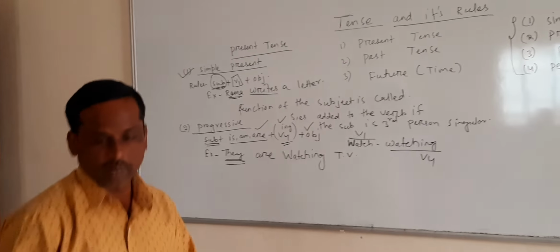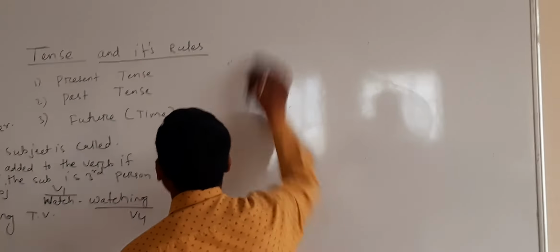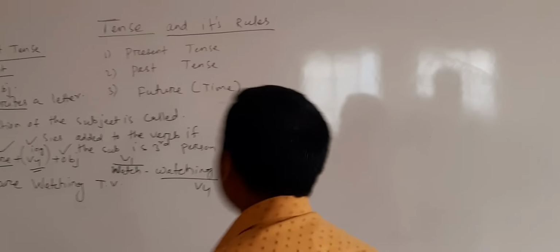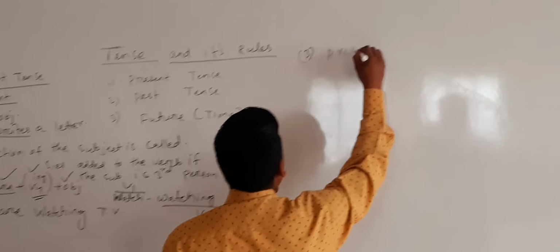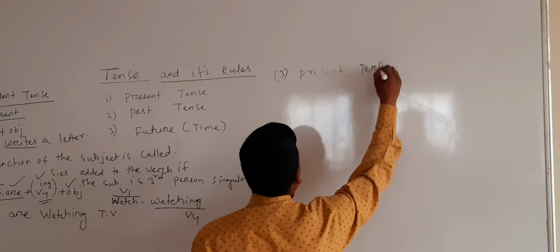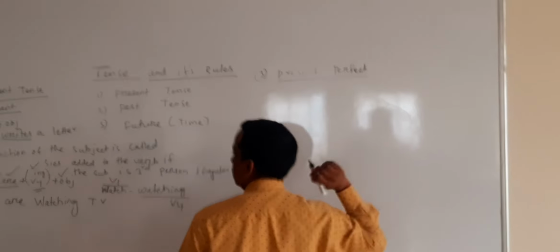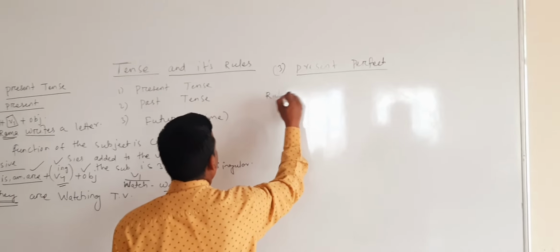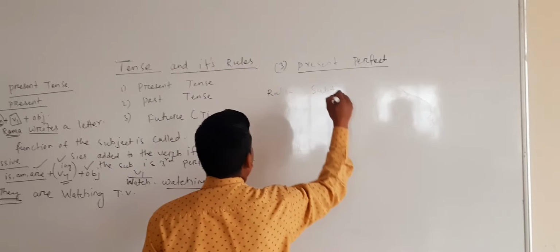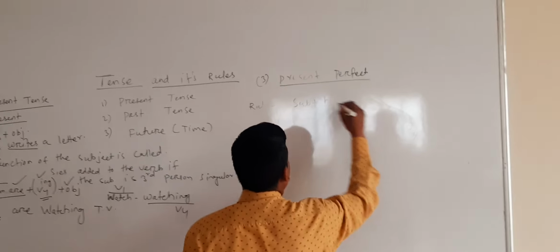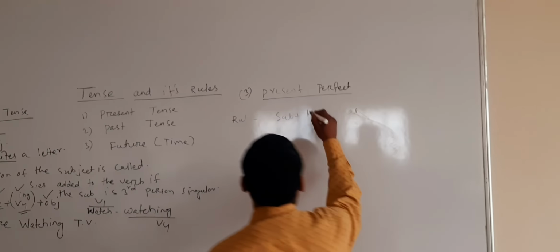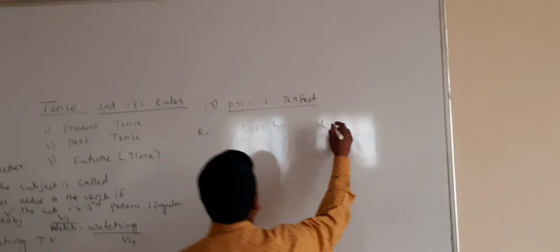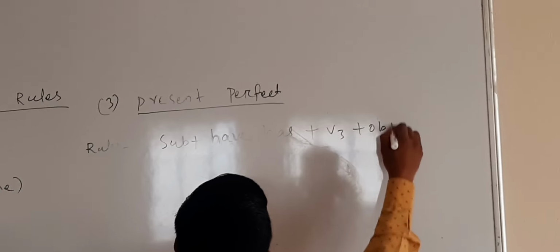Then the third one is the present perfect. What is the rule of present perfect? There is a subject, and the helping verbs used here are have or has. First of all, we will discuss have and has, and where you can use them. Then comes the third verb.